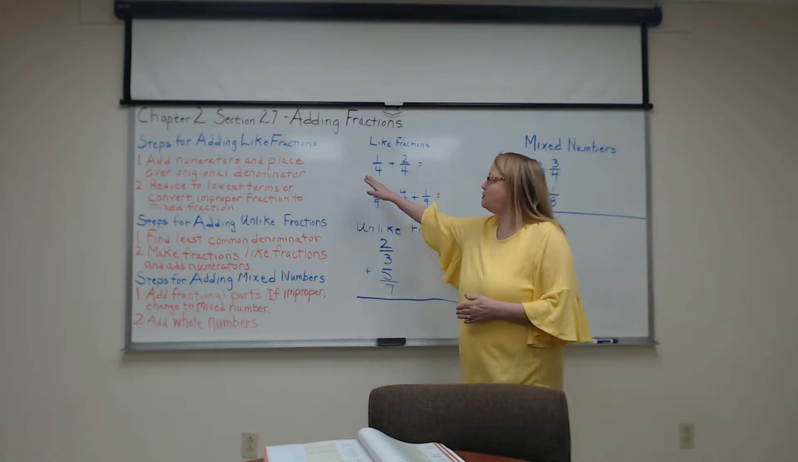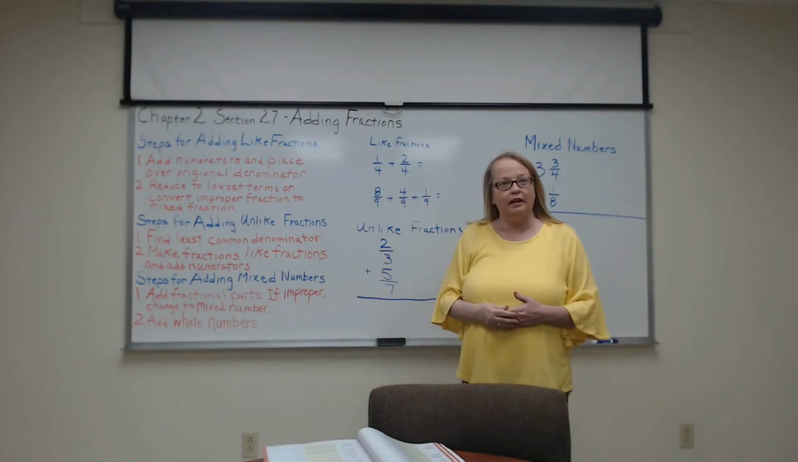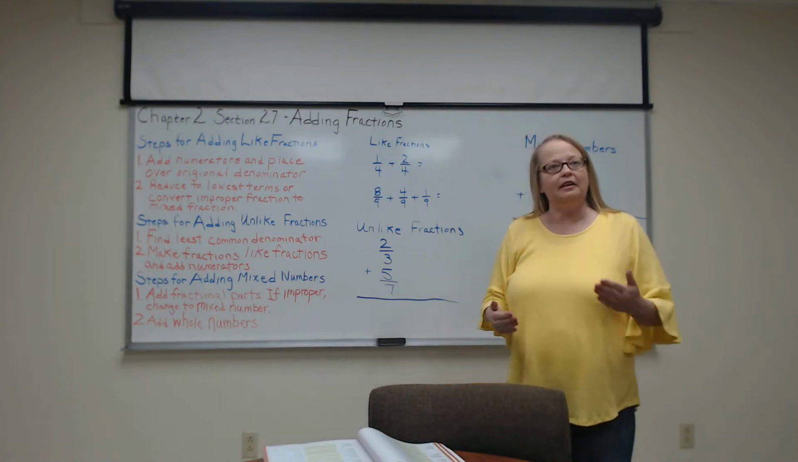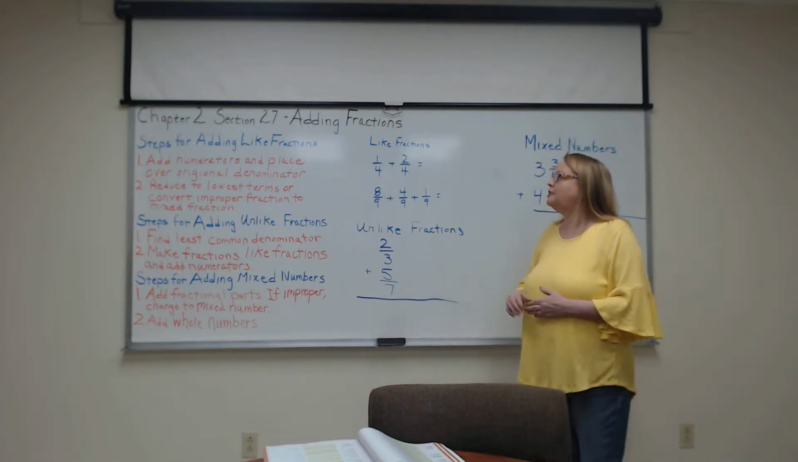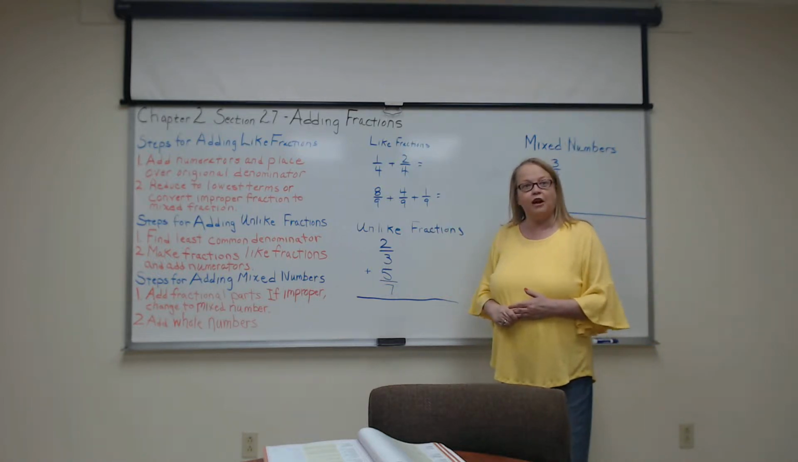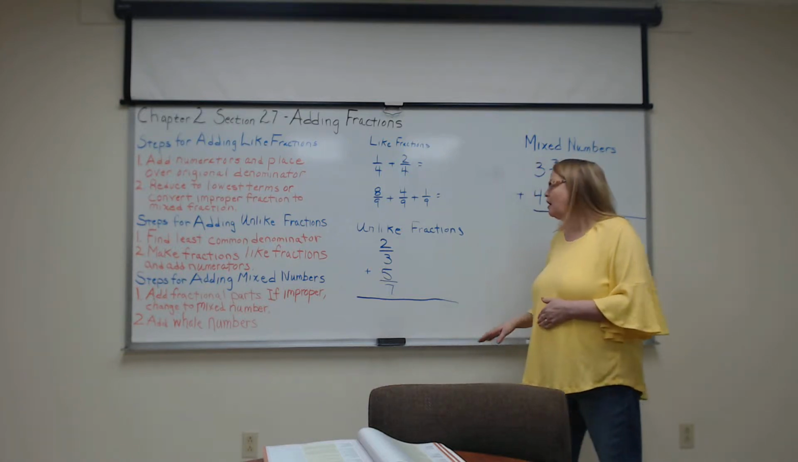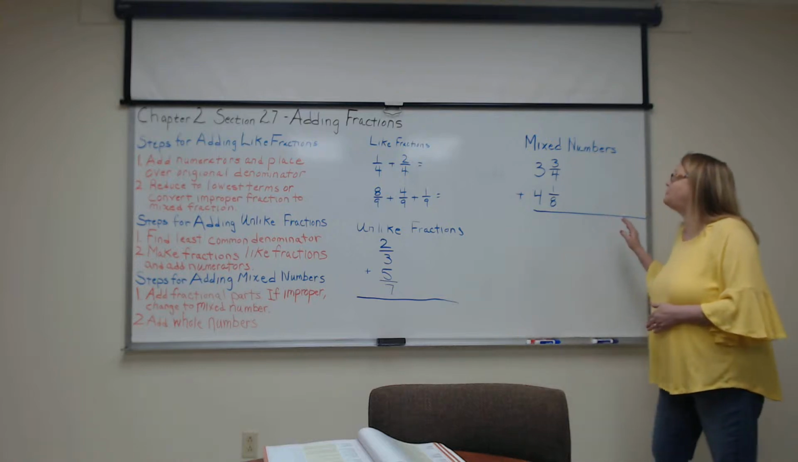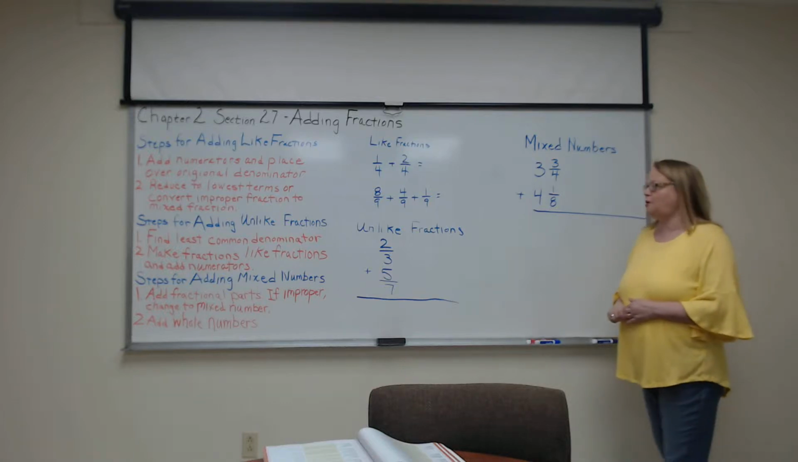One of the first types we're going to be looking at is the steps when you're adding like fractions. Keep in mind that the definition of like fractions means that the denominators are the same. We're also going to take a look at the steps for adding unlike fractions, which basically means your denominators are different. And then finally, we're going to look at the steps involved for adding mixed numbers. So each of these are a little bit different, so I'm going to go through each process.